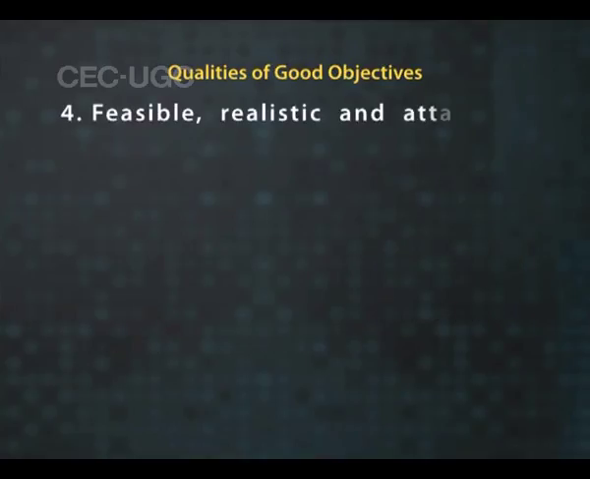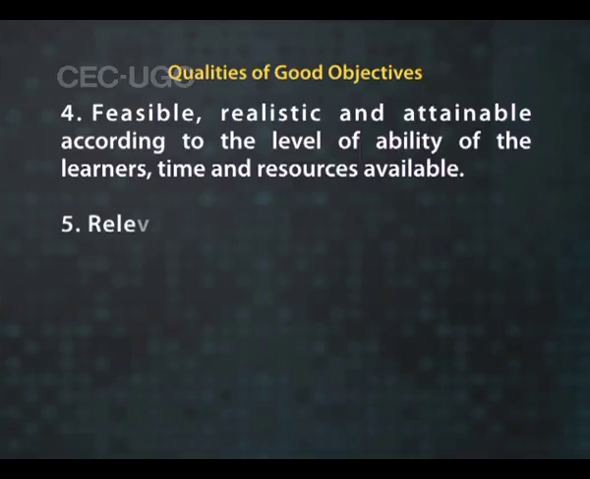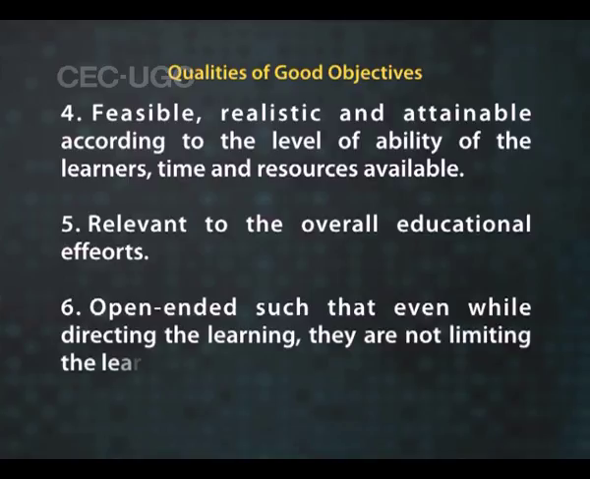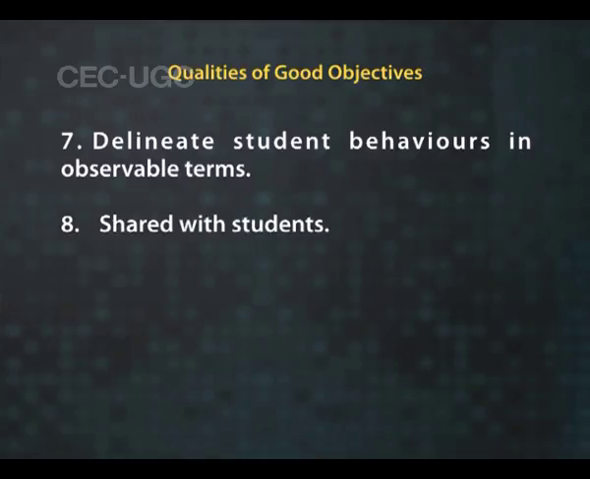Feasible, realistic and attainable according to the level of ability of the learners, time and resources available. Relevant to the overall educational efforts. Open-ended such that even while directing the learning, they are not limiting the learning experiences. Delineate the student behaviors in observable terms. Shared with students. Hence, to be sure that you write quality instructional objectives, after writing the objectives, you may check the following.